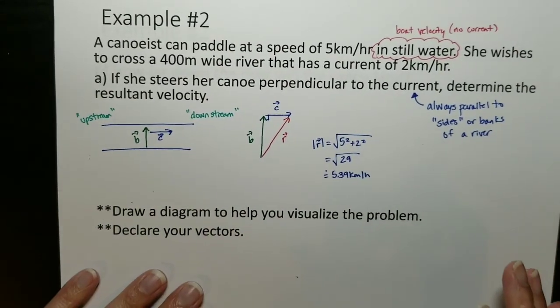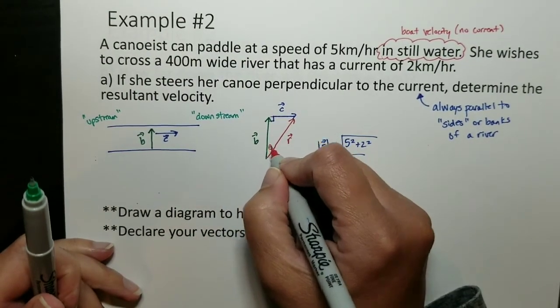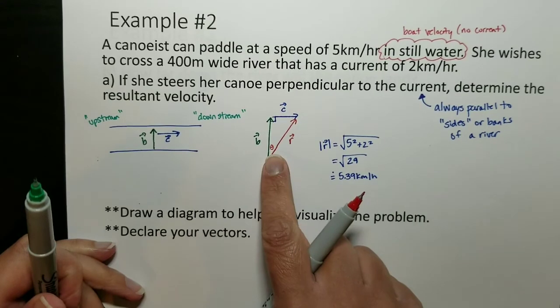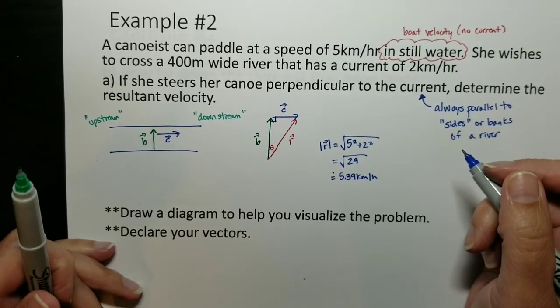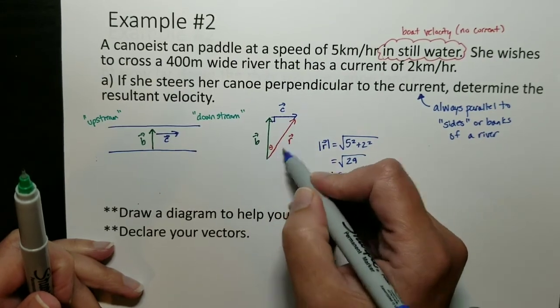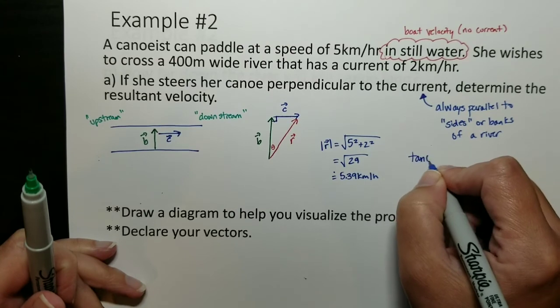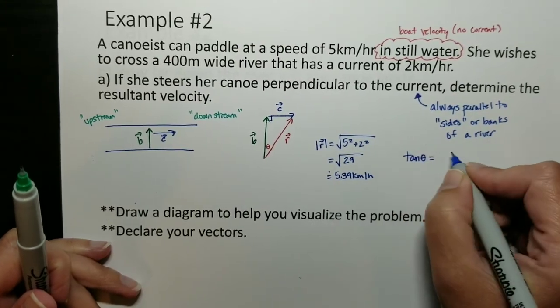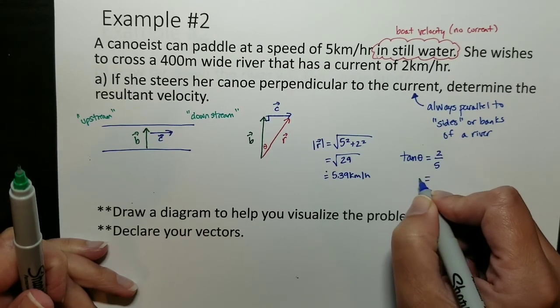Then we also need to figure out what the angle that she traveled was. So I'm going to put a little theta in there. And you know what? I think I'm going to use tan just so I don't have to use the rounded off one there. I'm going to say tan theta is the current, 2, over the boat's, 5.